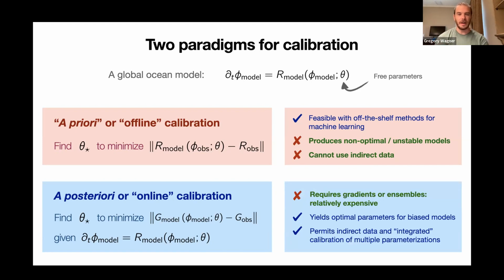The downside of a posteriori online calibration is that it's relatively expensive. It either requires gradients of the model, which we essentially never have, or it requires using ensemble-based methods, which require many forward evaluations of the model. However, it does yield optimal parameters. So by construction, it yields parameters that allow you to make stable predictions. And it also allows you to use indirect data, which is crucial. So you can use sparse and indirect data. You don't have to have high fidelity observations of the right-hand side of our dynamical system. Instead, we can use sparse observations and observations that are indirect to the prediction in order to calibrate the parameters. Okay, so that's what I mean by a posteriori calibration.